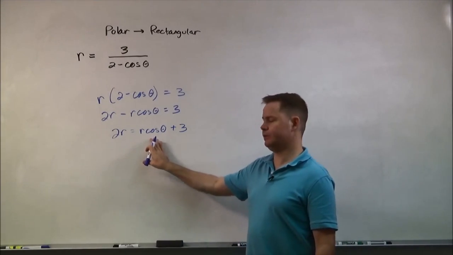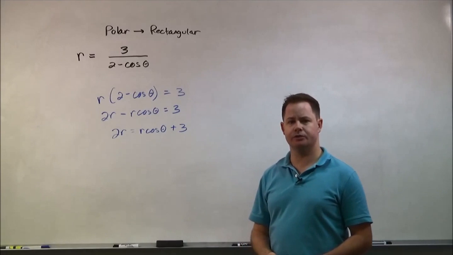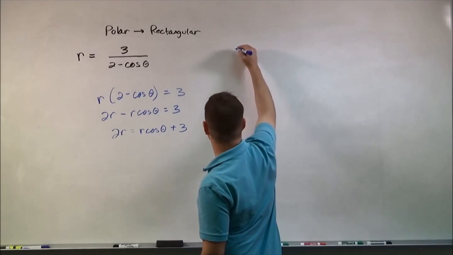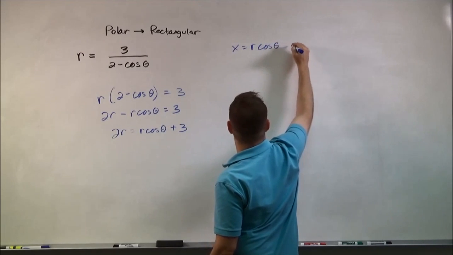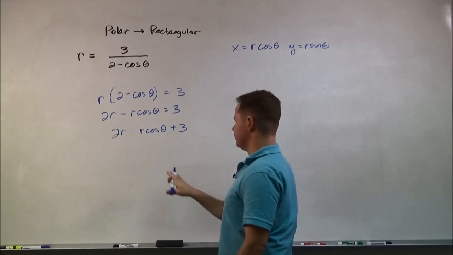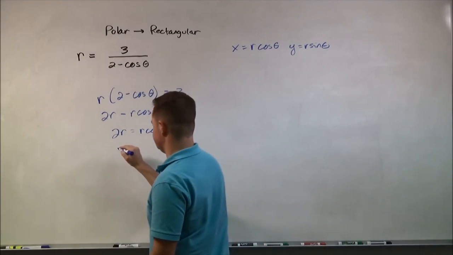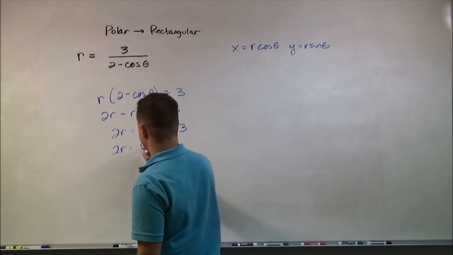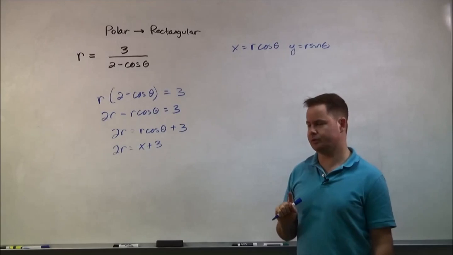Now, what we can do here is simplify this side quite a bit. If we have r cosine theta, hopefully, if we're dealing with rectangular and polar conversions, we know that x is equal to r cosine theta and y is equal to r sine theta. So we're going to substitute in an x in place of r cosine theta, and we're left with 2r equals x plus 3. But we've still got this extra r over here, so we're not done yet.